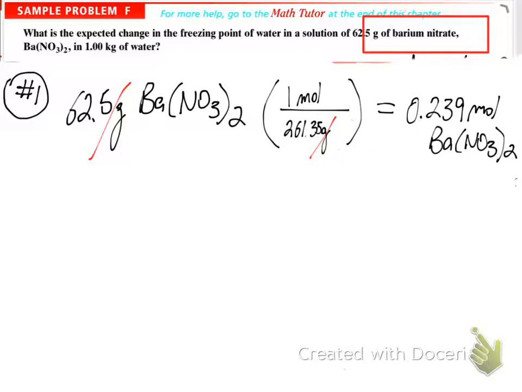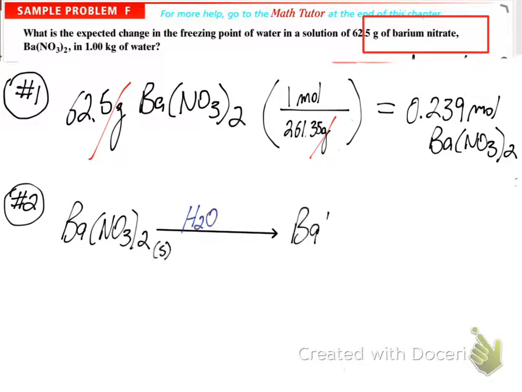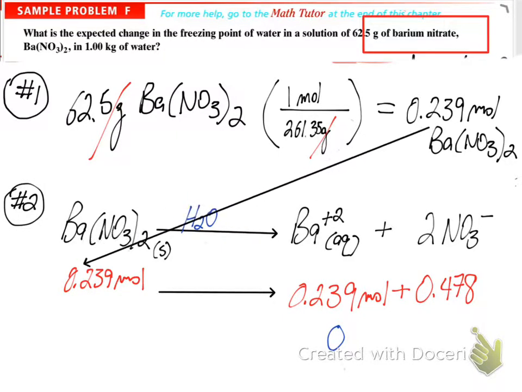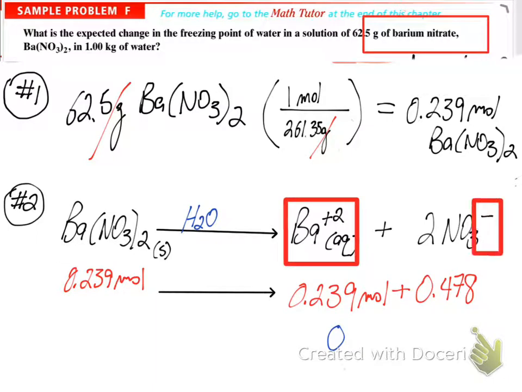Step 2 is a little bit different. You actually have to write out the formula for the dissociation of this salt in water. I'm starting with 0.239 moles, and that's how many moles of my initial salt I have. When I dissolve this in water, I produce 1 mole of the barium plus 2 and 2 moles of the NO3 minus, for a total of 3 moles.